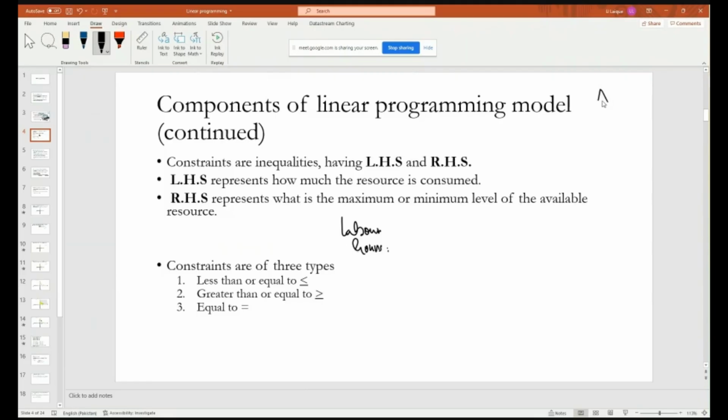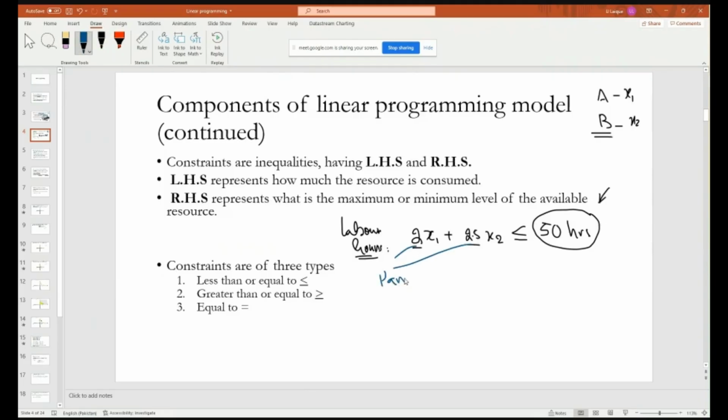If an entity produces two products, A and B, and I proxy them with x1 and x2, let me write a very simple constraint inequality. It's something like this: since this is labor hours, I write 2 hours per x1 and 2.5 hours per product of x2 should be smaller than or equal to, suppose, 50 hours. These 50 hours are the total hours available. And the 2 and 2.5, technically, we call them parameters.